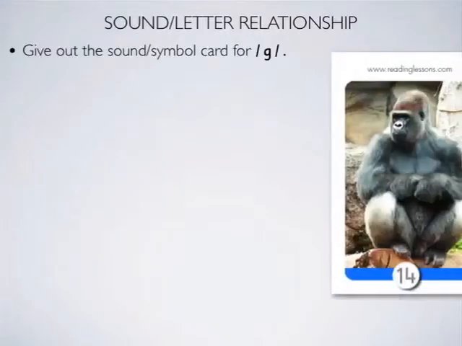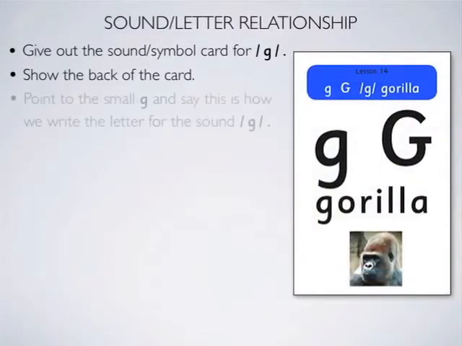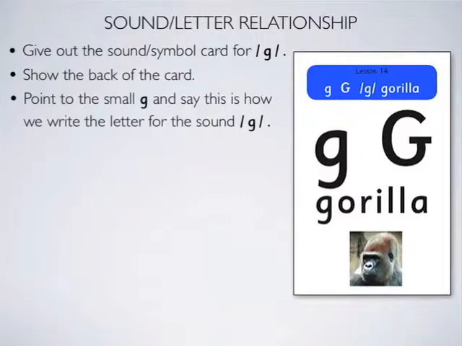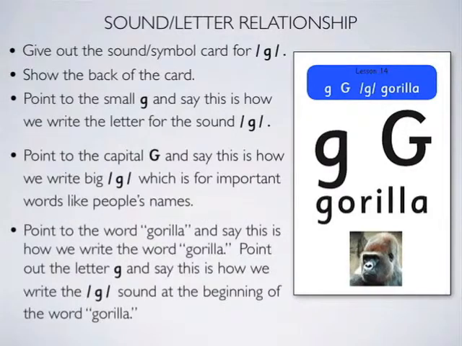Give out the sound symbol card for G. Show the back of the card. Point to the small g and say, this is how we write the letter for the sound G. Point to the capital G and say, this is how we write big G, which is for important words like people's names. Point to the word gorilla and say, this is how we write the word gorilla. Point to the letter G and say, this is how we write the G sound at the beginning of the word gorilla.